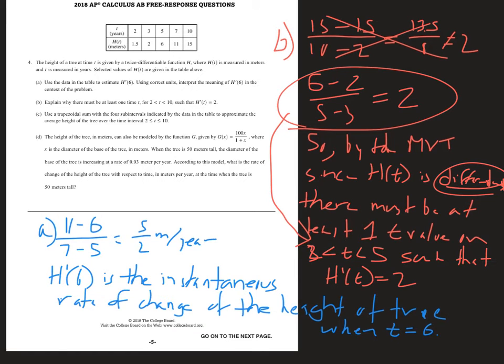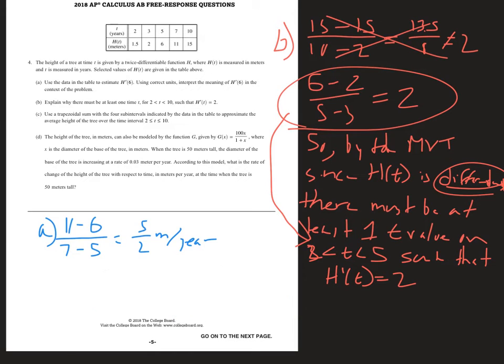I'm going to clear some of this out of the way so that I have more room to write and we can still see the question here. Okay, so we'll get rid of our part A, and get rid of all my part B here.